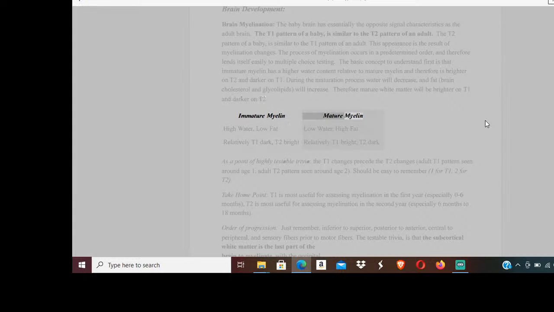Immature myelin, mature myelin. High water, low water, high fat. Relatively T1 dark, T2 bright; relatively T1 bright, T2 dark.